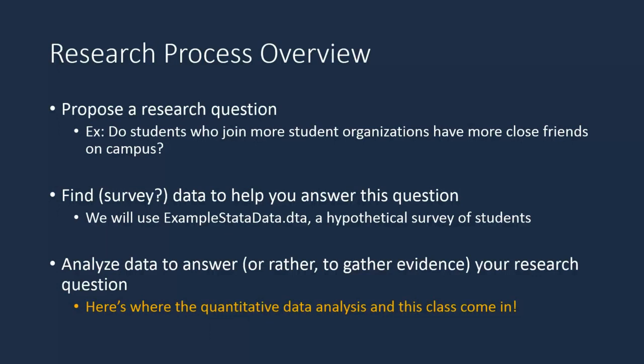And how could we do this? Well, we could survey students and ask them, how many organizations are you a part of? How many close friends do you have on campus? And then other questions that we think might be associated with these things. So for example, people who commute may not be able to join as many student organizations and may not have as many close friends on campus. So we might want to what's called control for whether the person commutes to school in an analysis of the association between organizations and close friends on campus. So a survey would help us to answer this question.